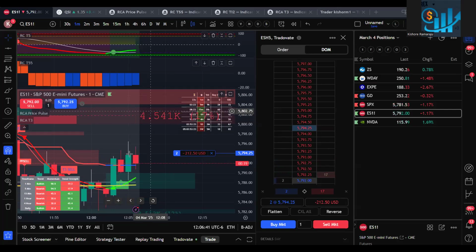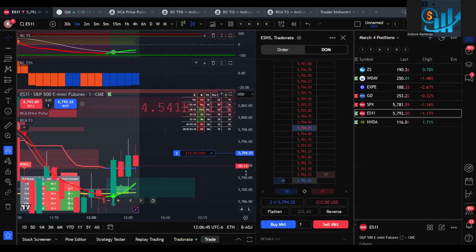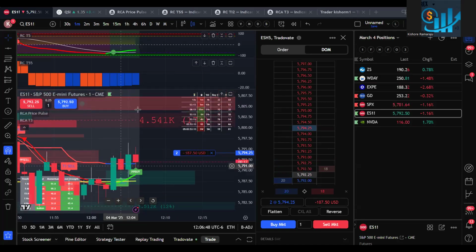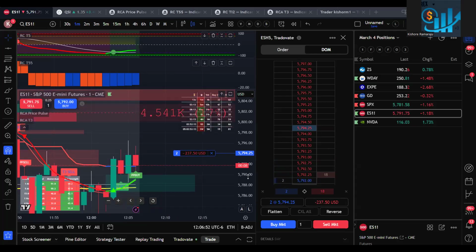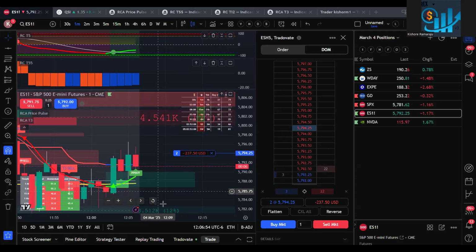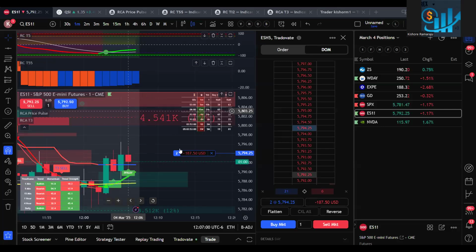This is our target. Price will go and touch this price. That is where the sell orders are. So price will always be moving between the buy orders and sell orders. It will come and eat these buy orders and again go eat those sell orders.